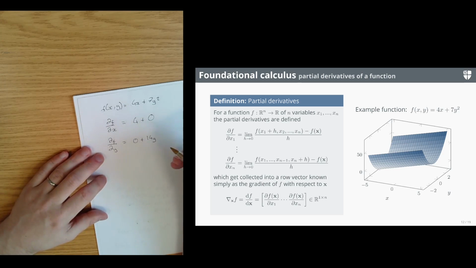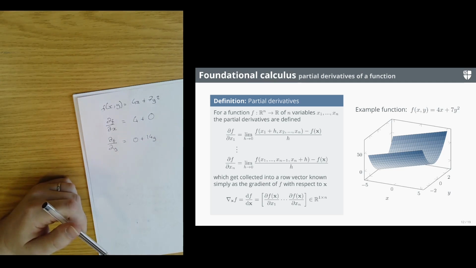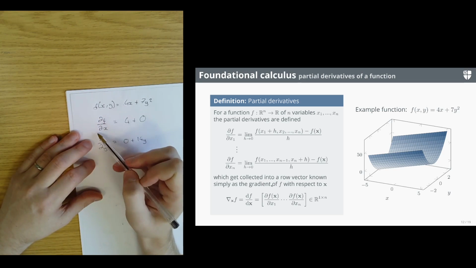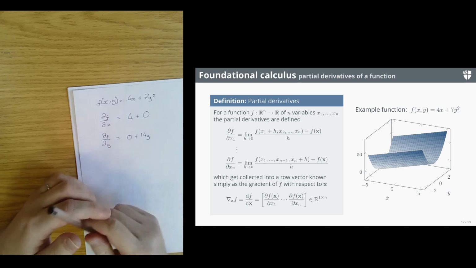So another example, just to make this clear, if you look back at this slide, we also talk about how all of the partial derivatives get collected into a row vector known simply as the gradient. So here we've got these two partial derivatives, so you can imagine just putting them together into a row vector, which is called the gradient.